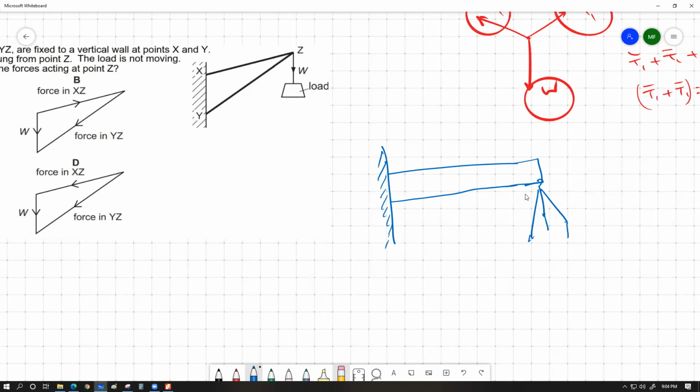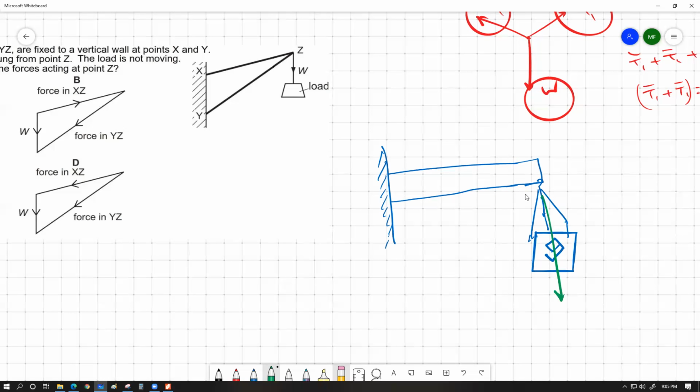Let's say we have a sign over here. Let's say we have the sign of 9 kg hung over here. Now, how would the weight of this whole sign working downwards cause deformation within this plank? How is this going to work?